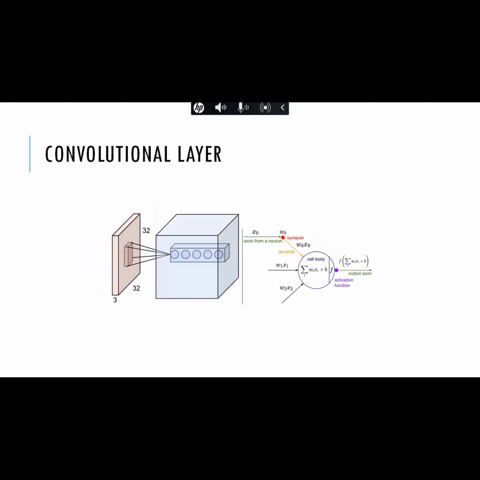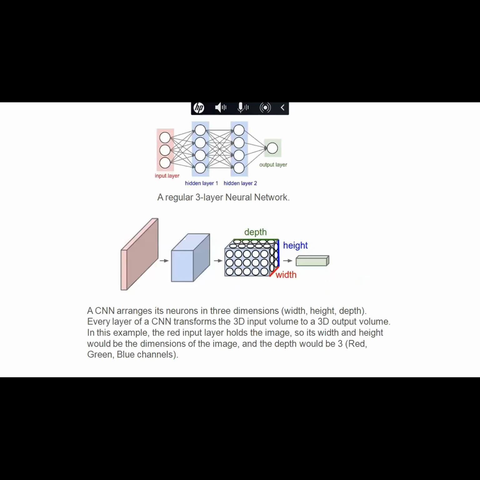So this is the convolution layer. In the convolutional layer, convolution is the process through which features are obtained. These features are then fed to the convolution neural network. The convolutional operation is responsible for detecting the most important features, and the output of the convolution operation is known as a feature map, a convolved feature, or an activation map. You can see a CNN arranges its neurons in 3 dimensions: width, height, and depth. So every layer of a CNN transforms the 3D input volume to a 3D output volume.